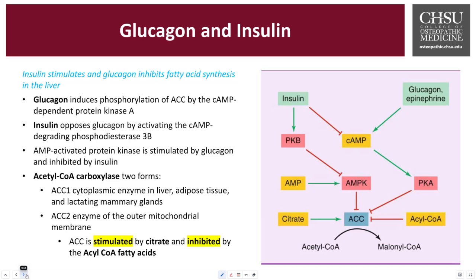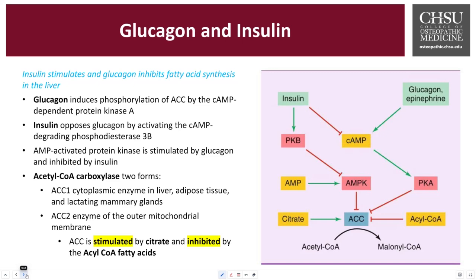Glucagon's role is to exert an inhibitory effect on fatty acid synthesis by inducing the phosphorylation of acetyl-CoA carboxylase, ACC. This is activated by the cAMP-dependent protein kinase A, also known as PKA. Phosphorylation of ACC will then lead to its inactivation, therefore preventing the conversion of acetyl-CoA into malonyl-CoA, which was that key step we talked about.